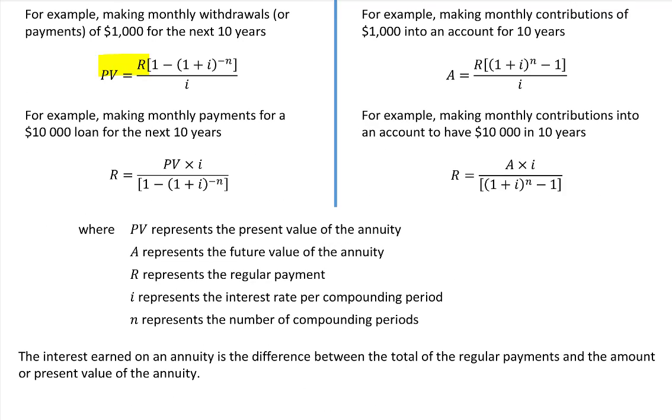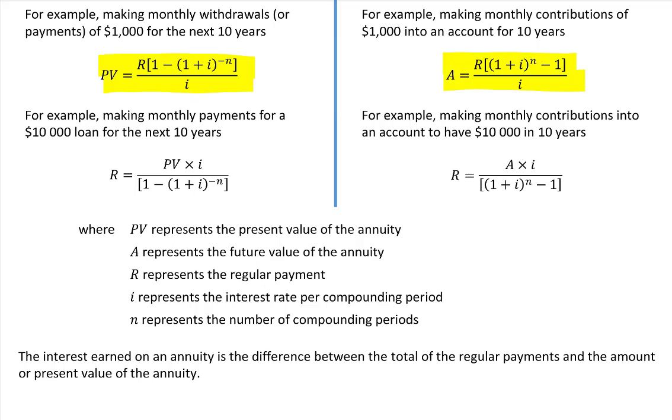So our present value formula is shown here. This will help us determine the starting value of a loan given a regular payment. And this is the amount or future value. This formula will help us determine our future value or final amount when we make regular deposits that include interest.